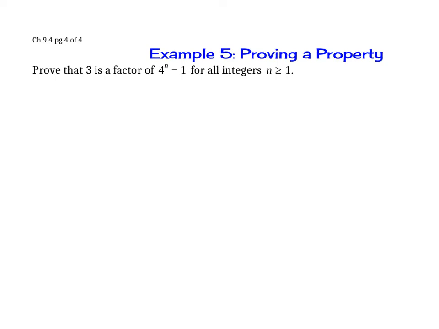Example 5, we're going to prove a property. Prove that 3 is a factor of 4^n minus 1 for all integers n greater than or equal to 1. First we're going to do the base case. When n equals 1, the formula is valid because 4^1 minus 1 equals 3, right? We're trying to prove that it's a factor. So 3 is a factor.